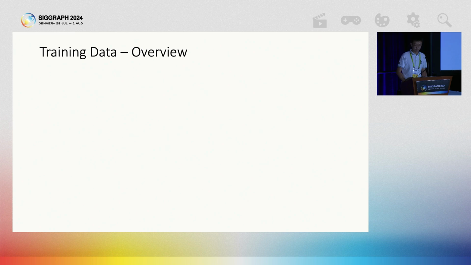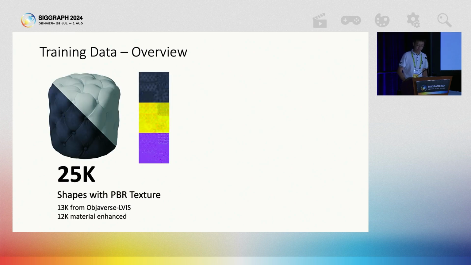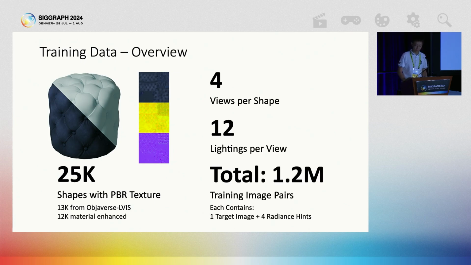To train the ControlNet for the second stage, we collect 25,000 objects with PBR textures. 13,000 of them are filtered from the Objaverse dataset, and 12,000 are enhanced with other material maps. For each object, we randomly select 4 views, each under 12 lighting conditions, yielding a total of 1.2 million image pairs. Each image pair is supplemented with a target image and 4 radiance hints.